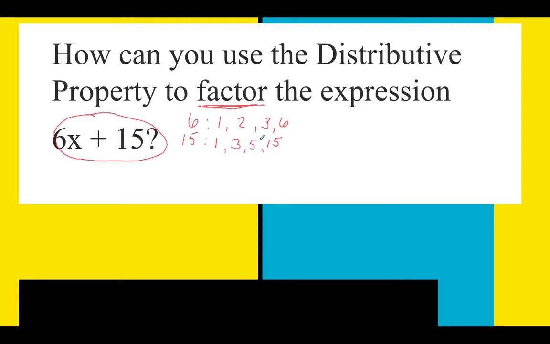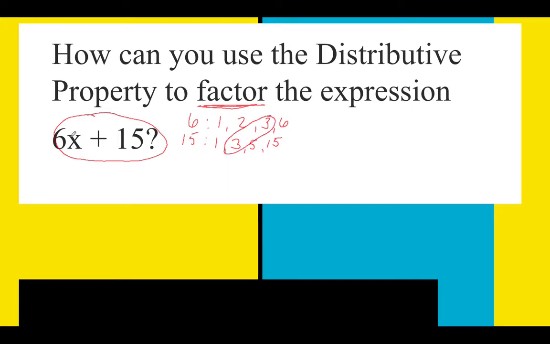And with factoring, right, we're looking at whole numbers. We are not looking at fractions and decimals. So just whole numbers that can multiply in order to equal the number that you are looking for. So after we have our factors, then we want to look for our greatest common factor. In this case, it is 3.